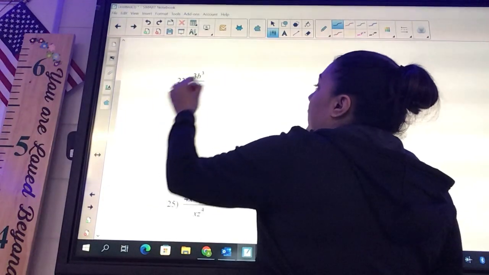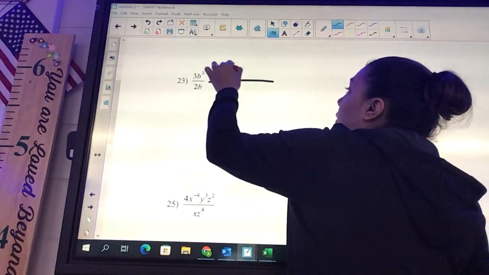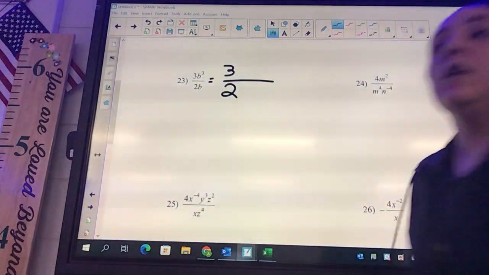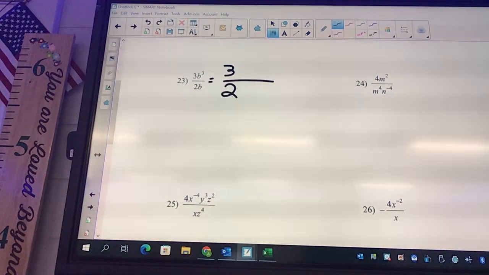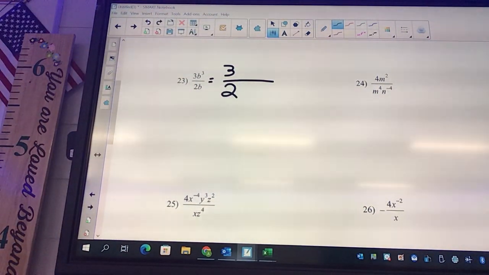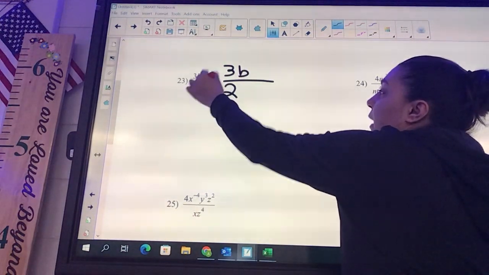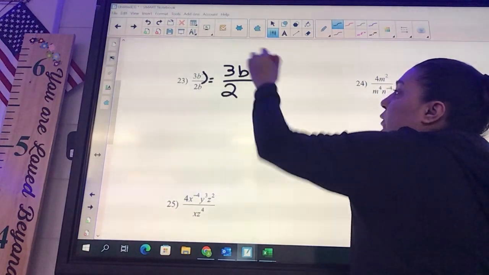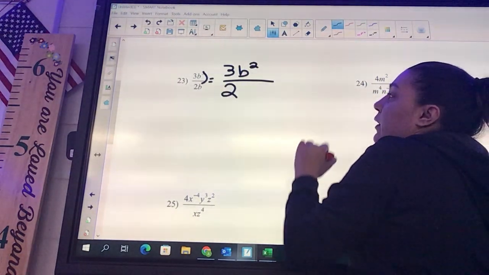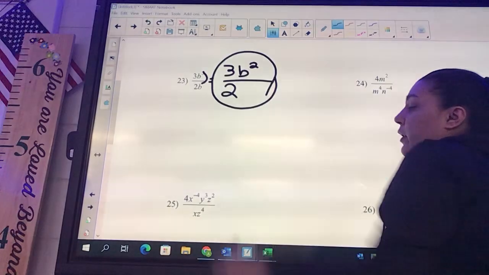Okay, 23. We're going to keep our bigs where they're at, so 3 and 2. When we do the subtraction, do we do it on the top or bottom? On the top, always on the top. Okay, so you're going to get b to the, what is 3 minus 1? 2. Okay, and nothing needs moved, so we're going to leave it just like that.